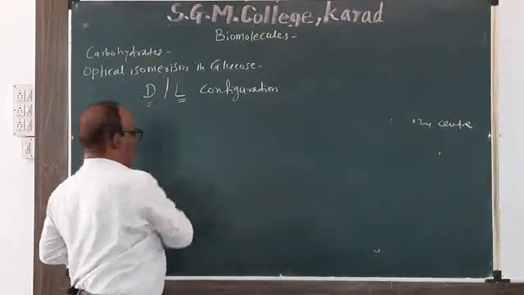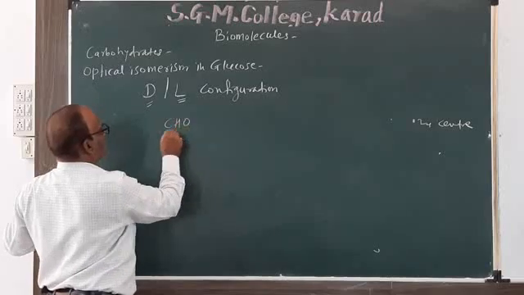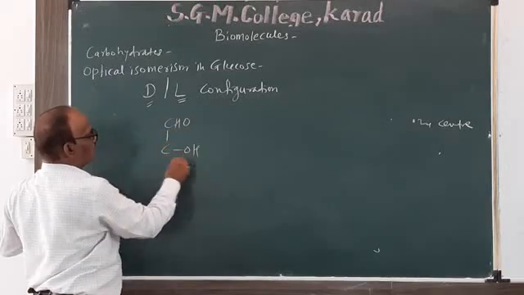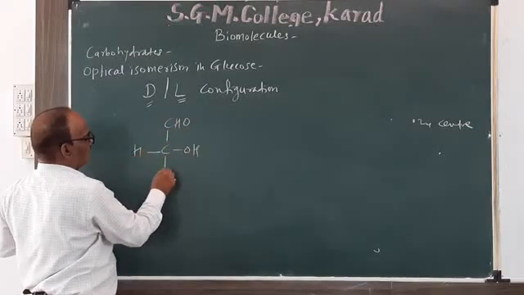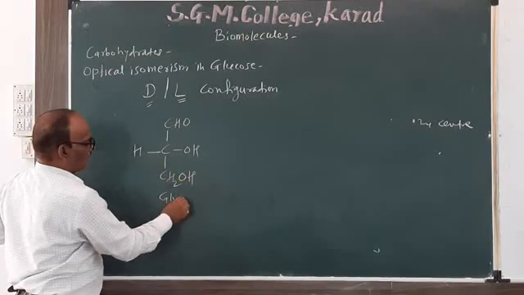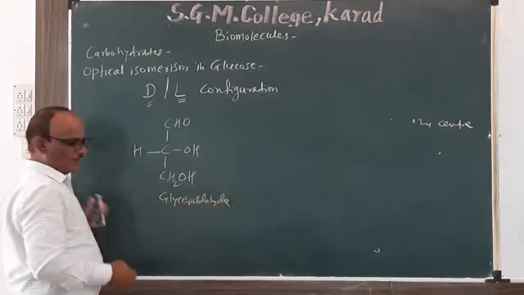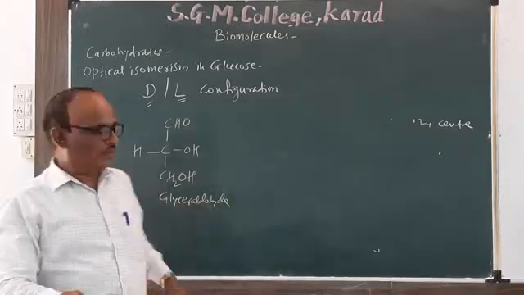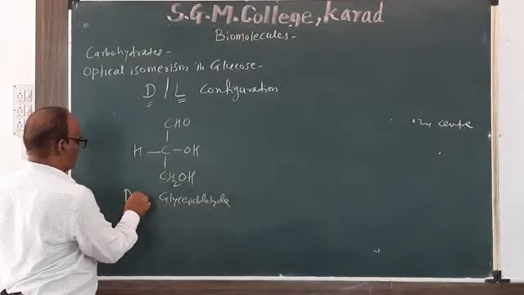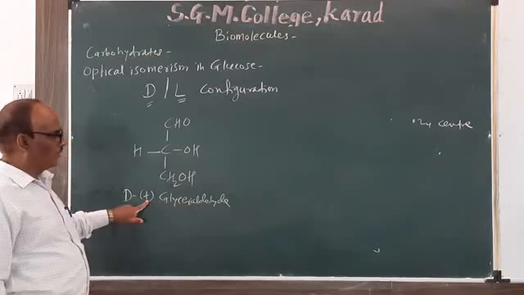In glyceraldehyde there are only 3 carbon atoms. The structure is CHO, CHOH, and CH2OH. So this is glyceraldehyde. This glyceraldehyde is D plus. Here plus means rotation, dextrorotatory.